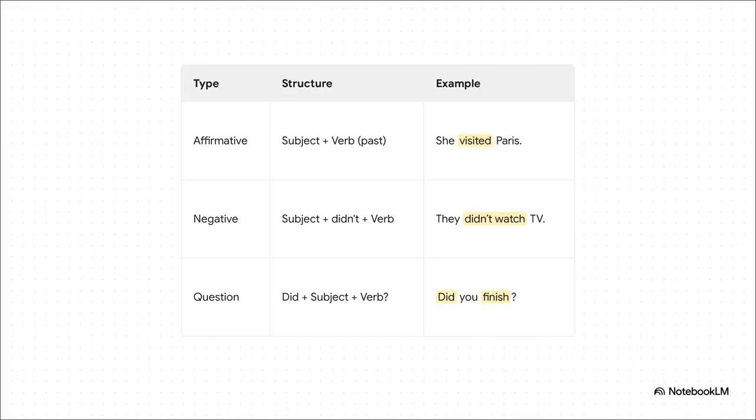And putting these sentences together is super straightforward. For a positive statement, you just use the past tense of the verb. Easy enough. But notice what happens with negatives and questions. The little helper verb, did or didn't, jumps in to do all the heavy lifting. That lets the main verb just chill out in its original form. It's a really clean system.